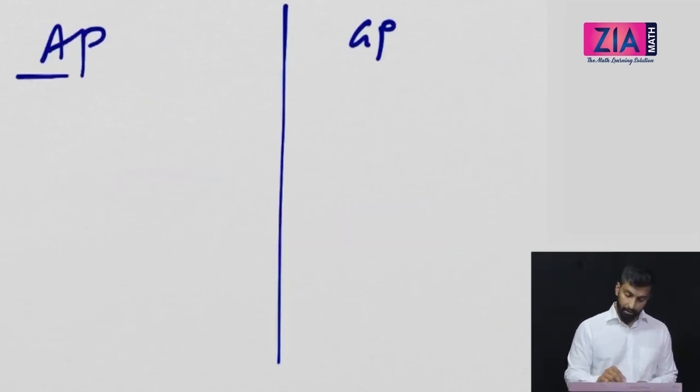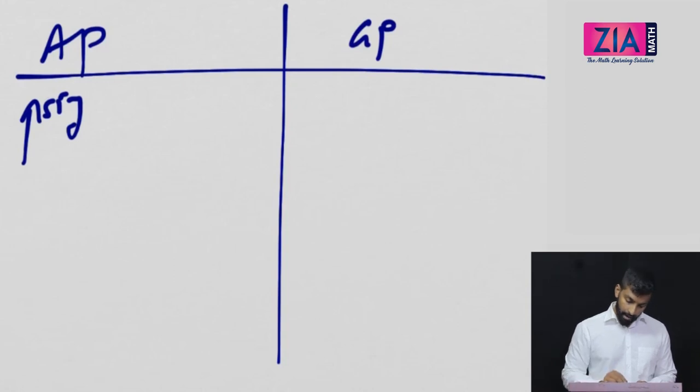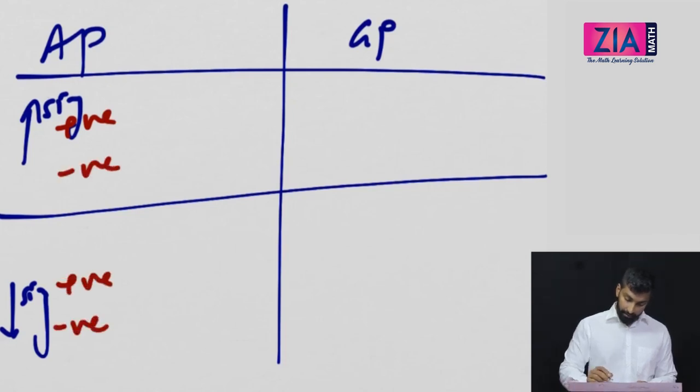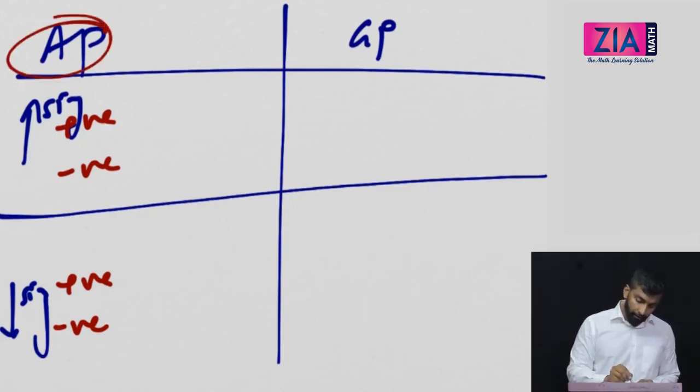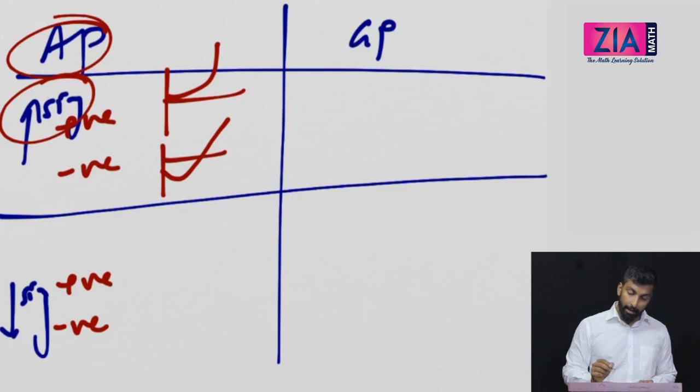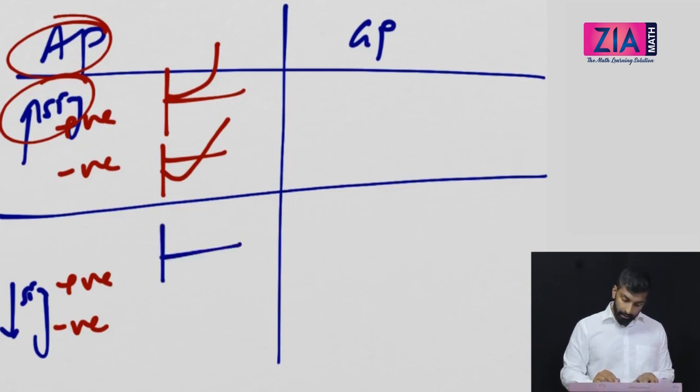So what we have seen is AP and GP, and within that, increasing and decreasing, and within each, starting with positive and starting with negative. In an AP, an increasing AP starting with positive terms will look like this. Starting with negative terms, it will look like this. In a decreasing AP, starting with positive, it will look like this. Starting with negative, it will look like this.